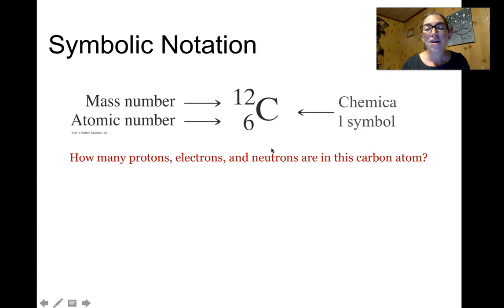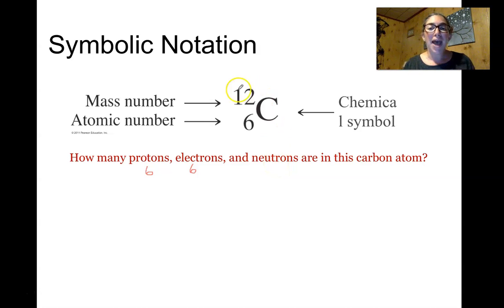So we can look at this symbolic notation of an atom and determine how many protons, electrons, and neutrons are in a carbon atom. We know how many protons because all carbon atoms by definition have 6. The atomic number tells us the number of protons, so it has 6. And then we can figure out the number of electrons because we know protons and electrons have to be equal. So we said there are 6 protons, and since protons and electrons have to be equal, that means there's 6 electrons.